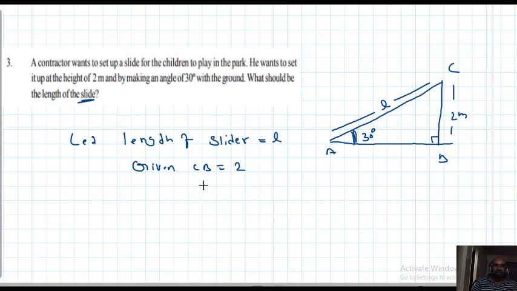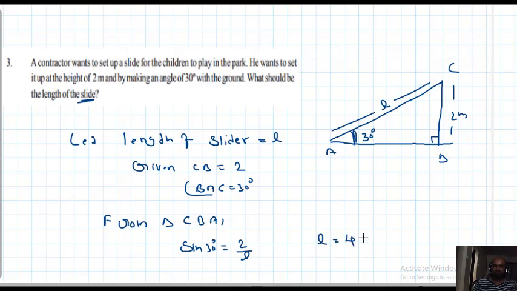What next? Angle BAC is 30 degrees. So from triangle CBA, what you want is L, and the opposite side is given, so sine 30 degrees equals 2 by L, which equals 4 meters. So at last we write, therefore, the length of the slider equals 4 meters.